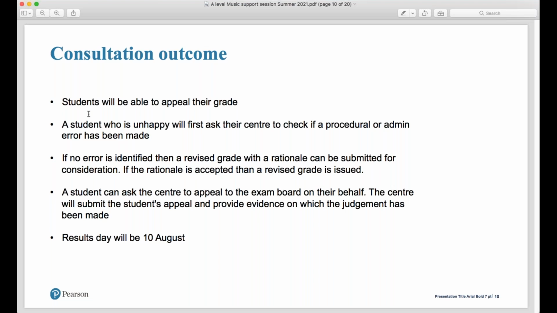And if no error is identified, a student can ask the centre to appeal to the exam board on their behalf. The centre will then submit the student's appeal and provide the evidence on which they have made the judgment about the grade as well. And for A-level this year, the results day will be the 10th of August as well.